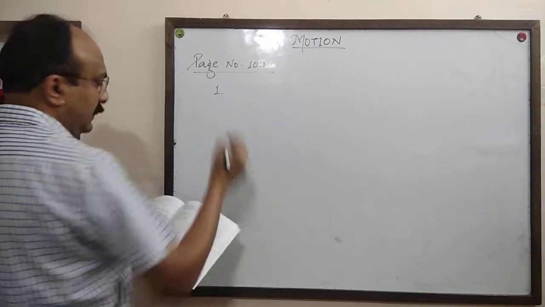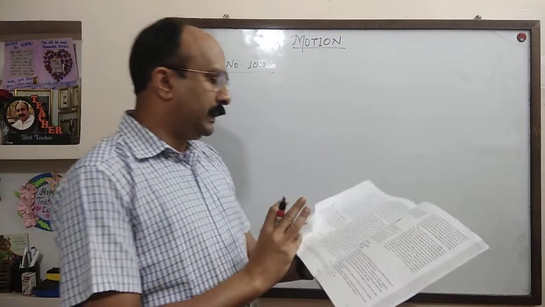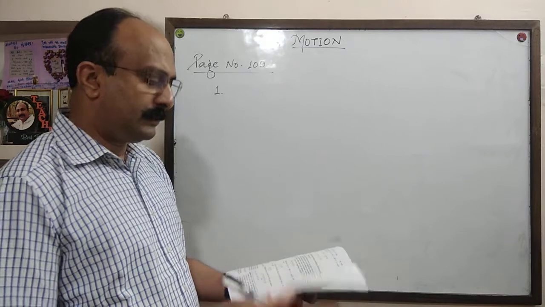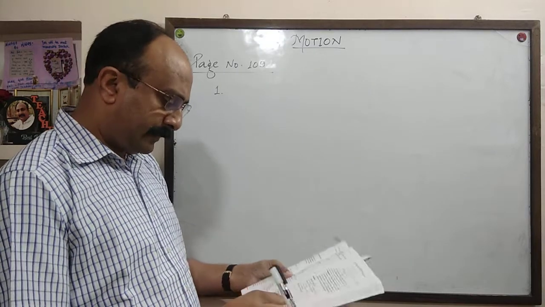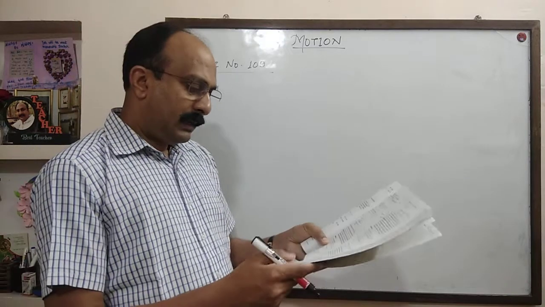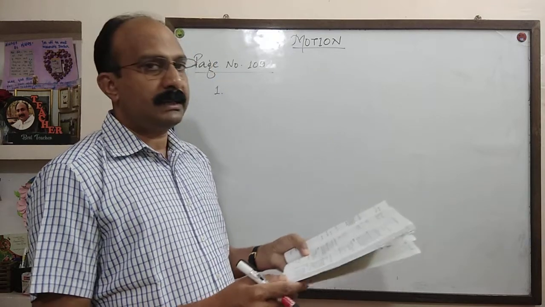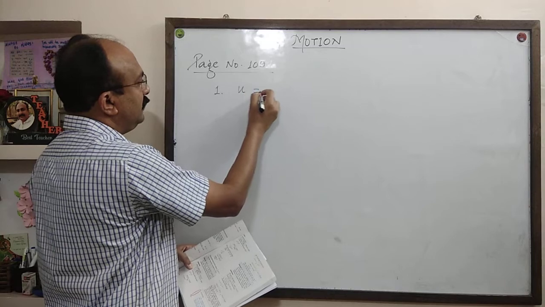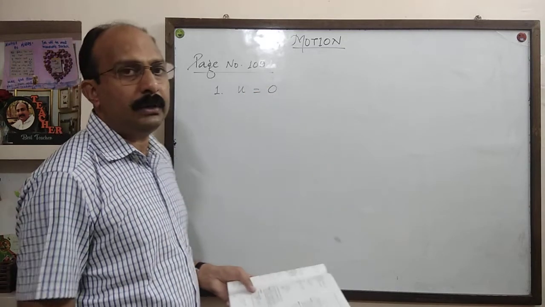Question number 1. These are numericals. There are 5 questions, all 5 are numericals, so I will solve them one by one. First question. A bus starting from rest. Again starting from rest. As soon as you hear starting from rest, you can write u is equal to 0.